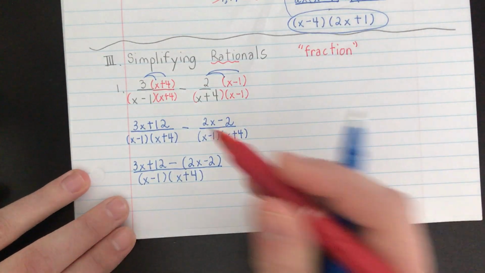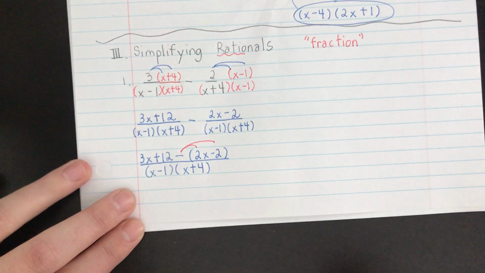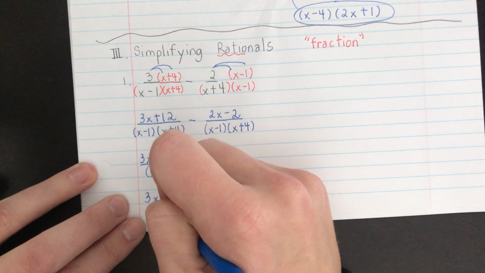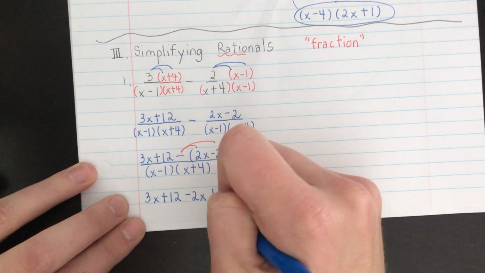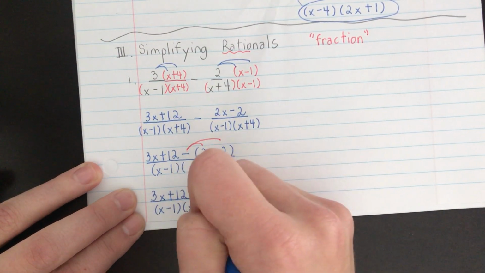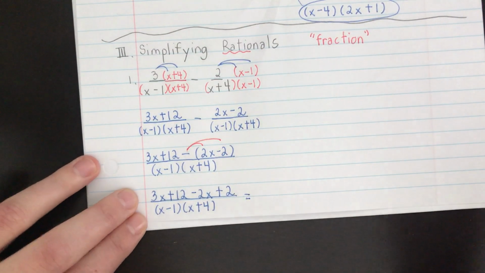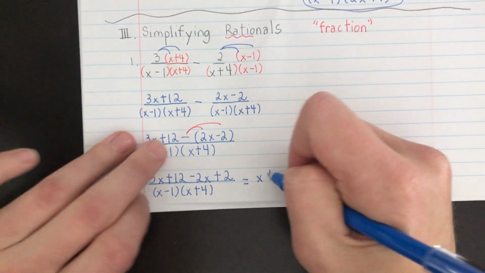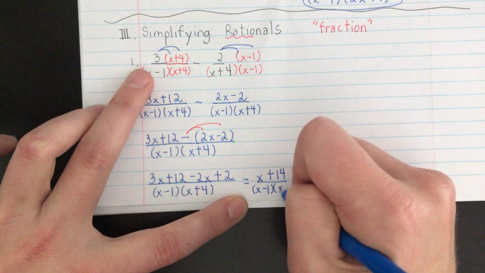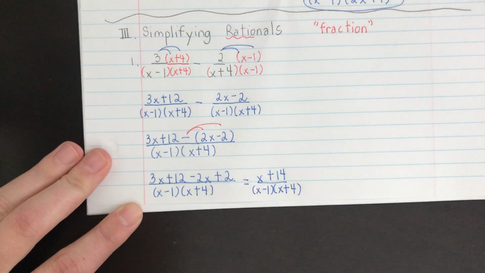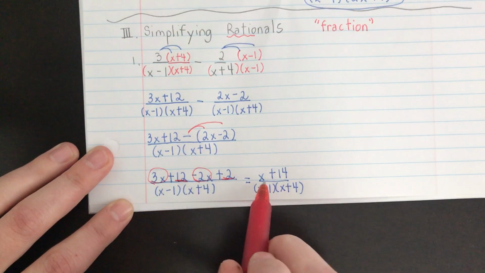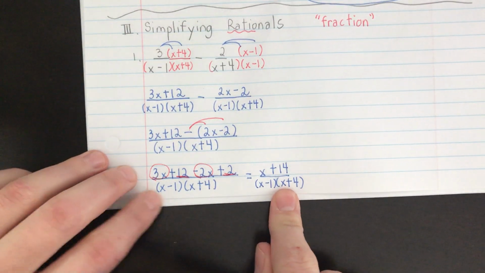So this distributes in, and you get 3x plus 12 minus 2x plus 2 over x minus 1, x plus 4. So clean this up and you get x plus 14 over x minus 1, x plus 4. So I combined my like terms here, and then of course here, and that's how I got this and this. Kept the bottom the same.